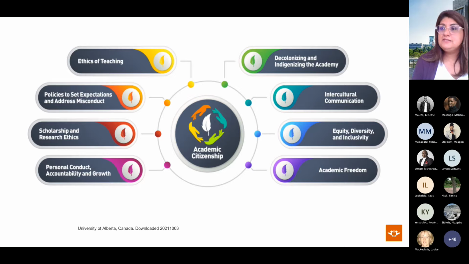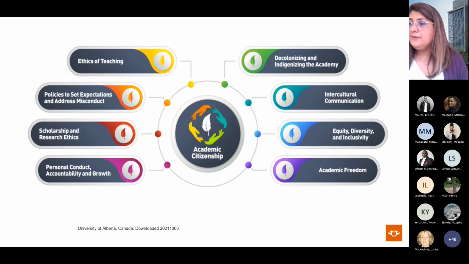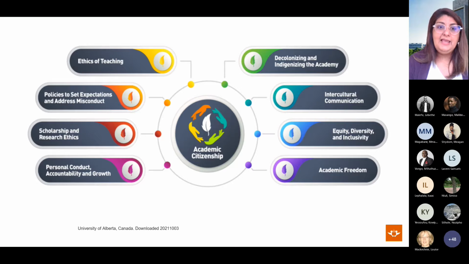So taking this idea forward, I also wanted to expand this idea of academic citizenship to include your role as an internationalization practitioner. And this graphic is from the University of Alberta in Canada, where they define academic citizenship and what this means. It's a very transparent and clear framework, and I think this is just wonderful.